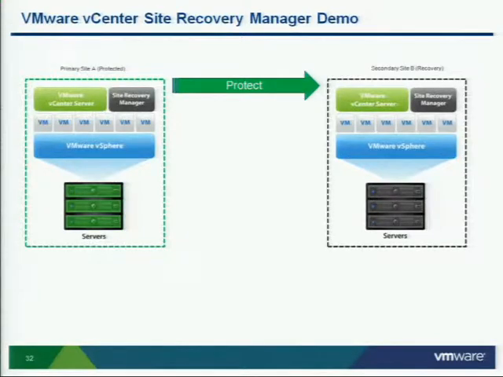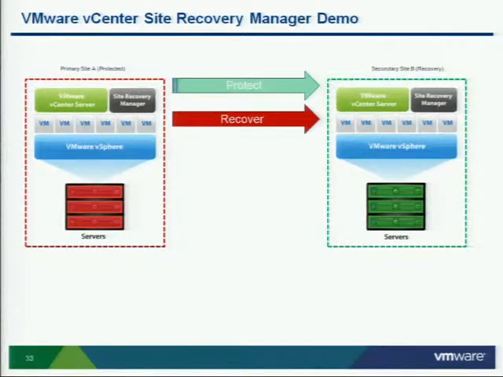In my configuration, I have primary site A, which initially is going to be the protected site, and secondary site B is going to be the recovery site for this configuration. In the first part of the demo, I'm going to configure protection of site A with site B. In the second workflow, I will run a planned failover or planned recovery of site A to site B.